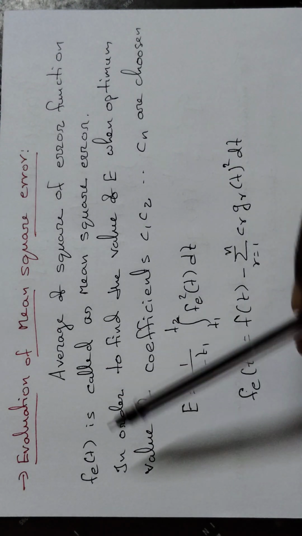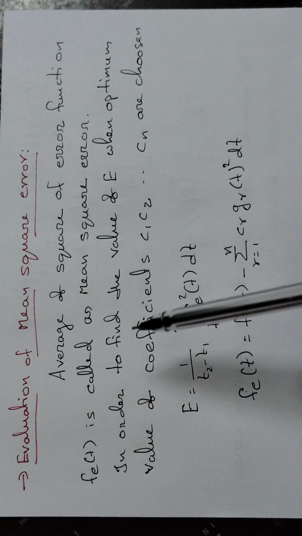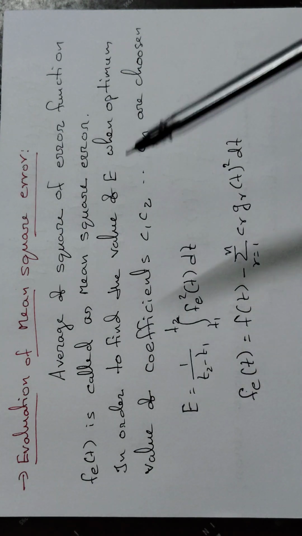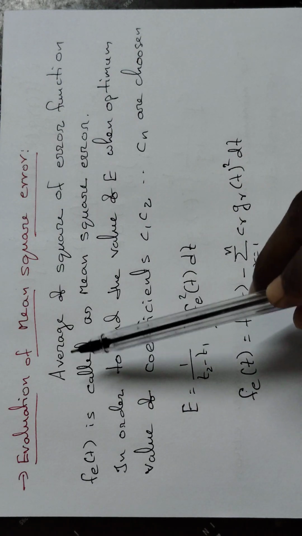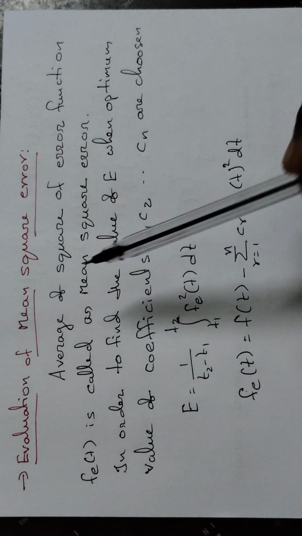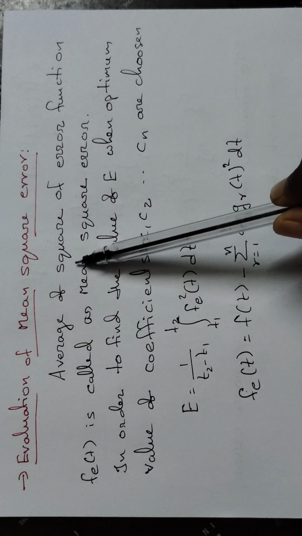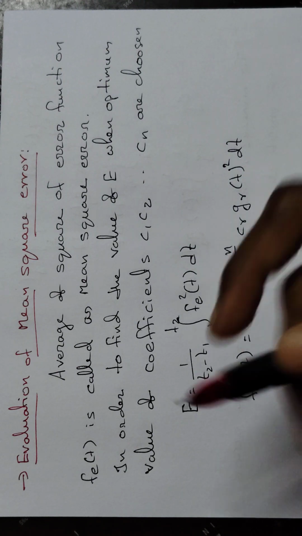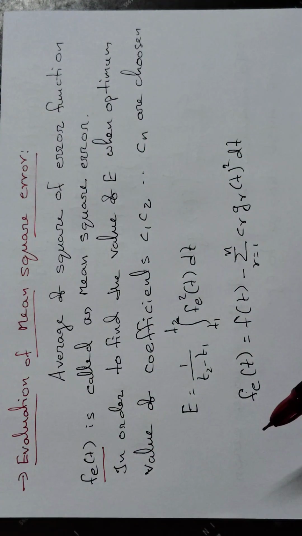In this video I am going to explain the evaluation of mean square error. In the previous video we saw the analogy between vectors and signals. So here we have to find the minimum mean square error, which is nothing but the average of the square of the error function, represented as fe of t, and is called the mean square error.